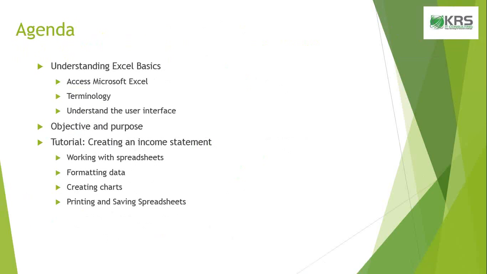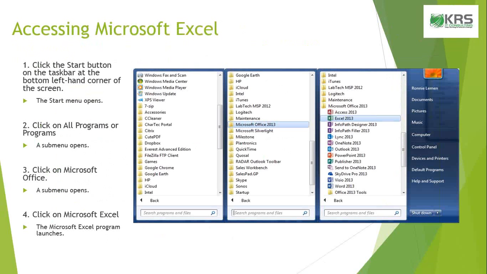This will be our agenda for today. We will be understanding the basics of Excel, the terminology, the user interface, the uses for Excel, and to bring it all together, we're going to create an income statement for our tutorial. To access Microsoft Excel, click on the Start menu, go to All Programs or Programs, select Microsoft Office, and then select Excel.